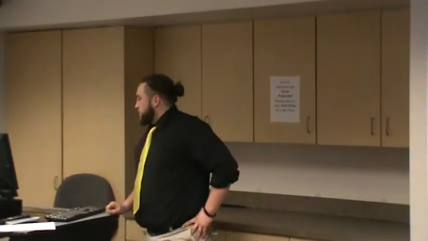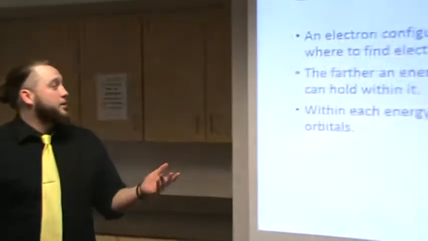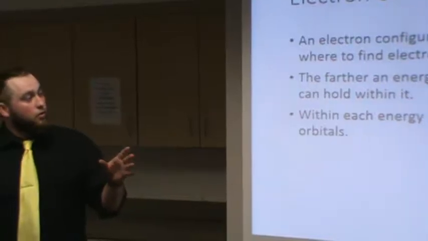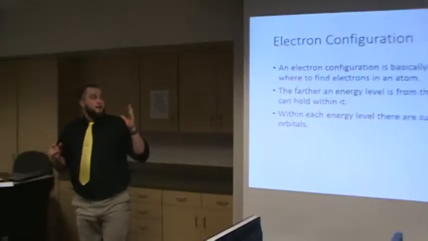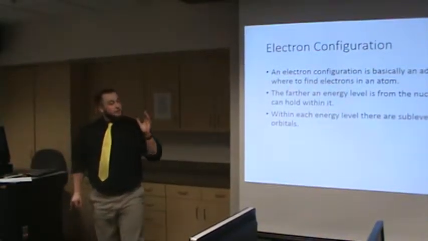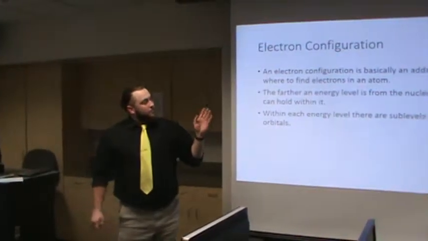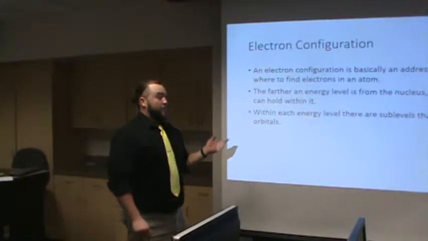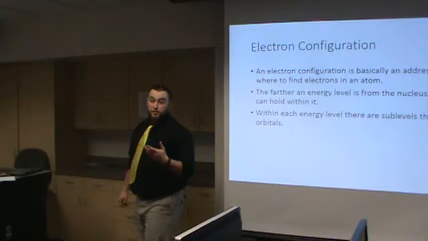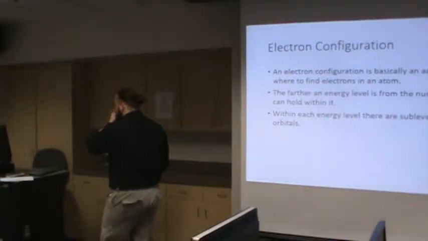What's the S stand for? It's just the first sub-level category. We'll get into that. Keep that thought though. The farther an energy level is from the nucleus, the more electrons it can hold. That's correct. But it gets deeper because within each energy level, there are sublevels that contain separate orbitals that can hold only so many electrons.